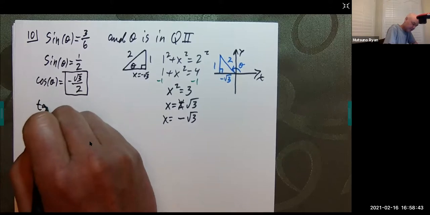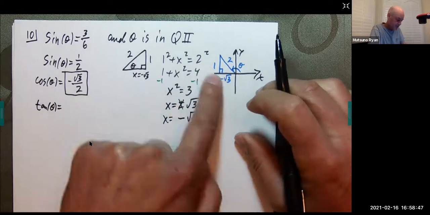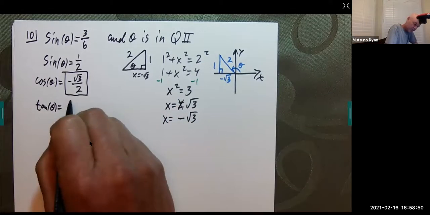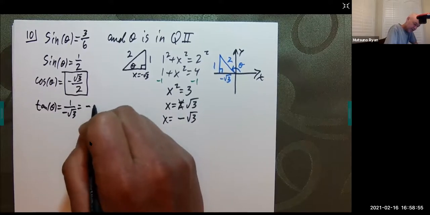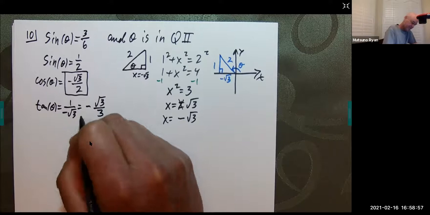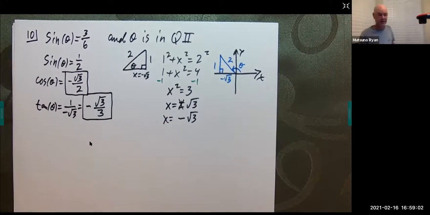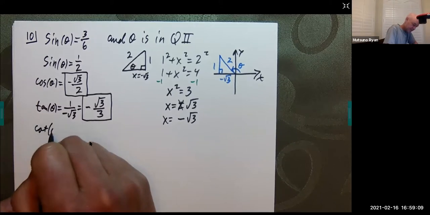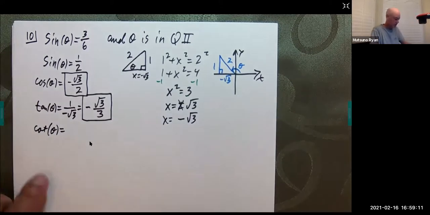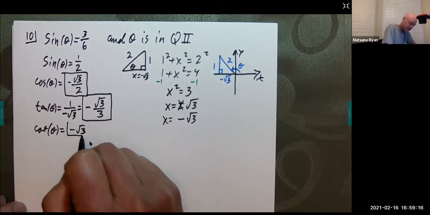The tangent of theta is the opposite over the adjacent. So it's going to be 1 over negative root 3. And if we rationalize that denominator, we're going to get negative root 3 over 3. As I tell my classes, I always used to have to do that. They're a little more loose on it now. Next up is the cotangent of theta. I could continue to use the triangle, but I'm going to go ahead and take the reciprocal here. This is just negative root 3 over 1, or just negative root 3.